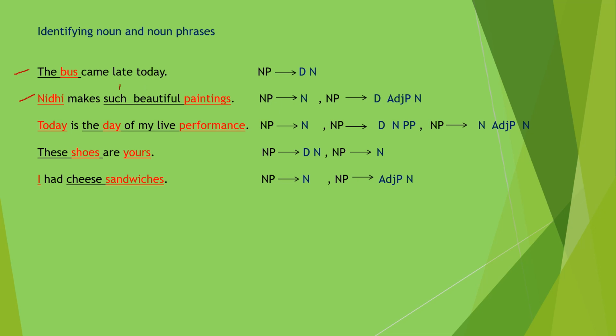In the next sentence we have three different noun phrases. So here we have, today is the day of my live performance. Here today is acting as a noun, and in the first sentence the word today was acting as an adverb because it answered the question when, and adverbs add to the meaning of the verb. So it was telling you more about the time. That's why today was an adverb there, and here it is acting as a noun.